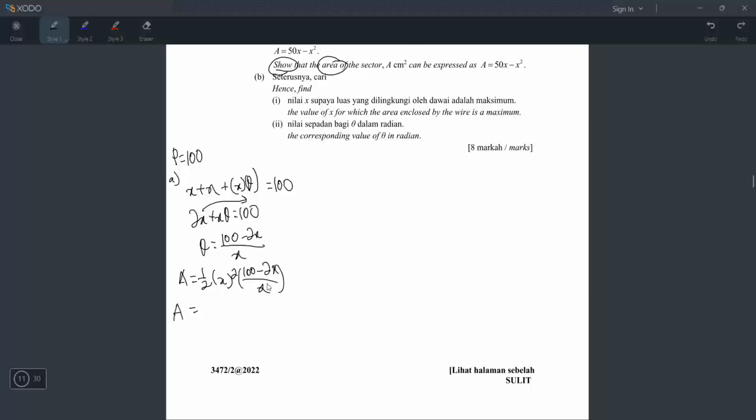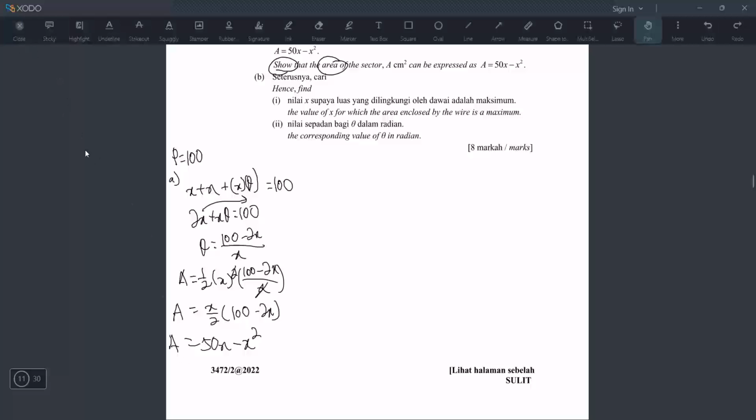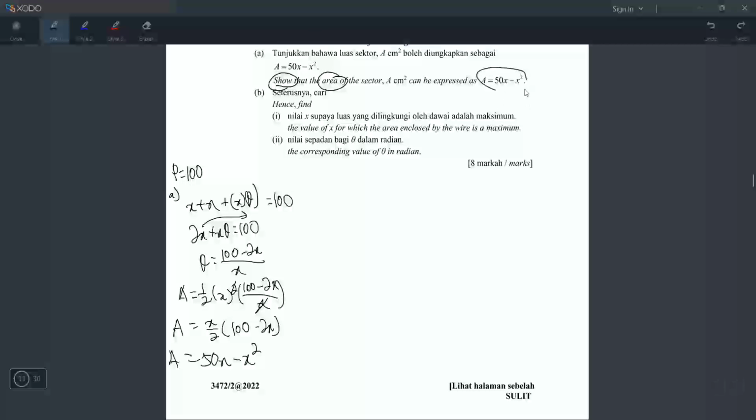So how to do it? I think this one can cut. So x and x can cut. So we will be left with x over 2 times 100 minus 2x. So what is x over 2 times? It means multiply by x, divide by 2. 100 times x is 100x, divided by 2 is 50x. Negative 2x times x is negative 2x squared, divided by 2 is negative x squared. So now can you see this one is the same as this already? So if my last line is the same as this already, then we can write the word shown.